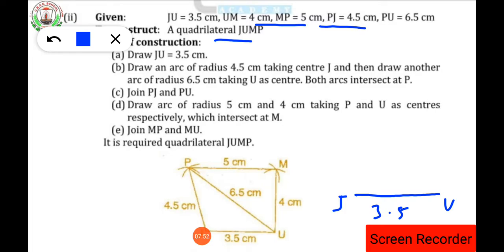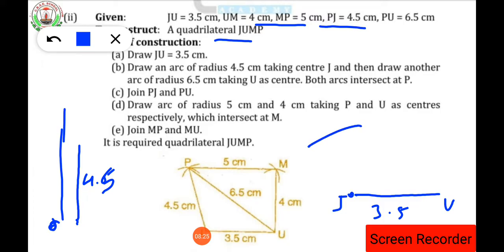Then after you have to take the radius 4.5 centimeter. What you have to do? You have to measure with the help of your scale on the mouth of your rounder 4.5 centimeter. Clear? On the mouth of your rounder you have to measure 4.5 centimeter. Okay, then keep the needle at point J and draw an arc. Okay, you have to draw one arc like this.